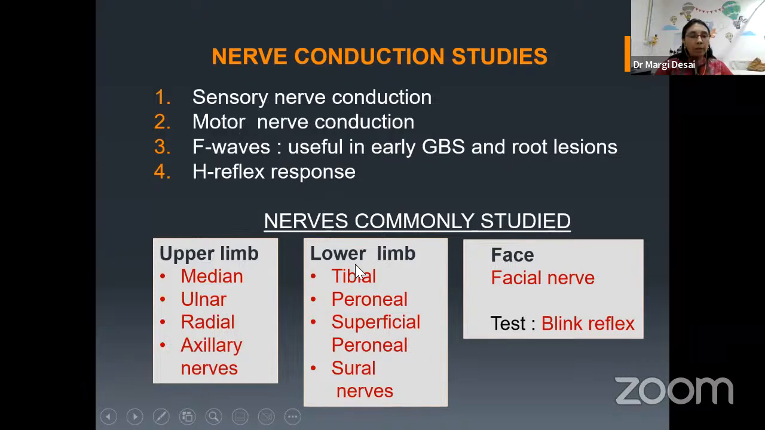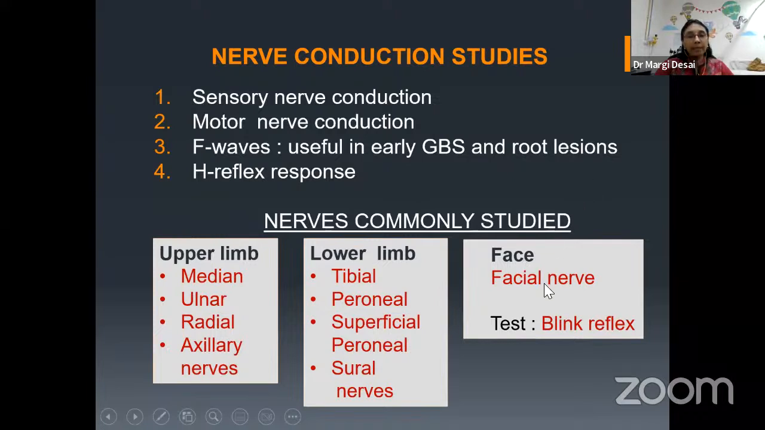Now, in all the nerves where motor conduction is done, we also check the F waves. So this is useful for proximal conduction in the motor pathway. And lastly, we perform the H reflex response, which is performed in the lower limbs. H reflex response tests the S1 nerve root. So it's a monosynaptic pathway which checks the S1 nerve root.